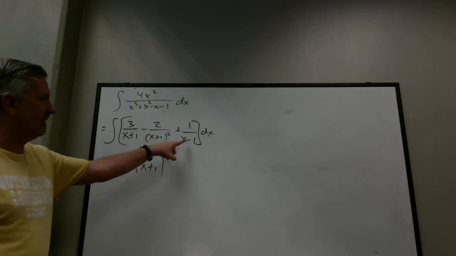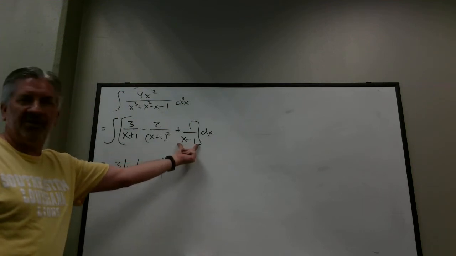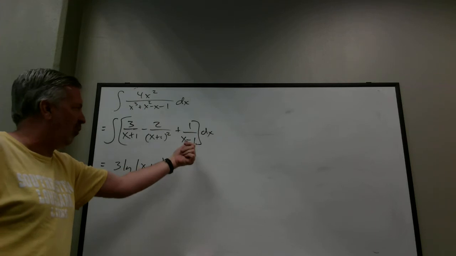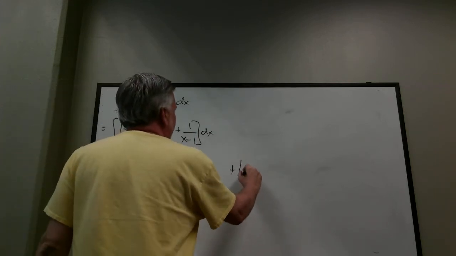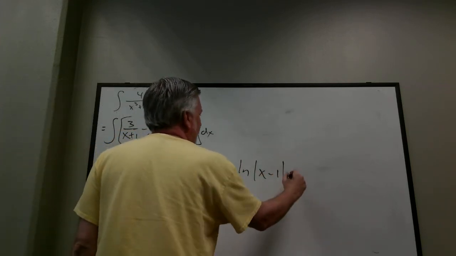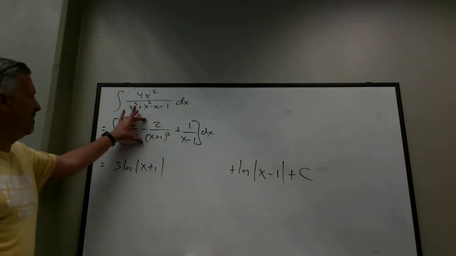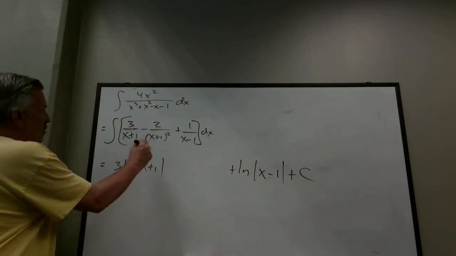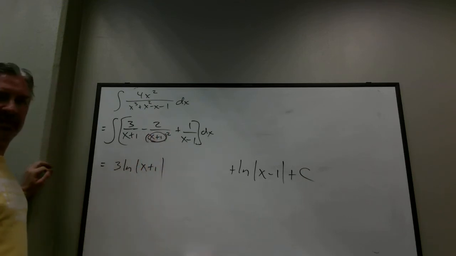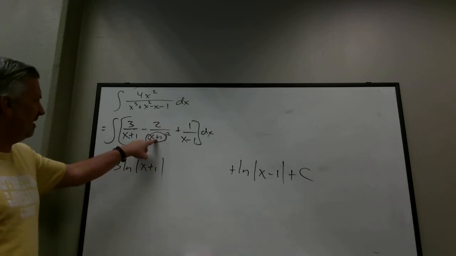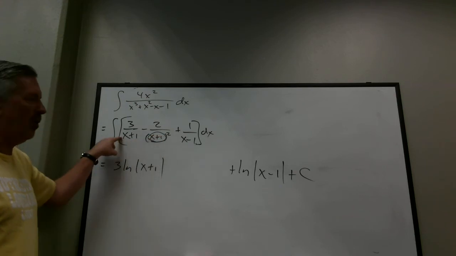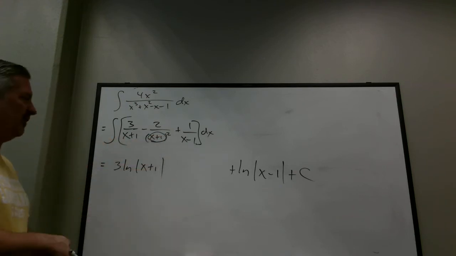Let me do the third one because that's easy too. If u is x minus 1, it's a linear substitution. You have 1 over u. That's natural log absolute value of x minus 1. Easy. So the only one that takes a little bit of work is this middle term. Now notice, if u is x plus 1, that's a linear substitution, right? u is x plus 1. Notice the slope was 1 and 1 and 1, so I don't have to adjust for the slope.